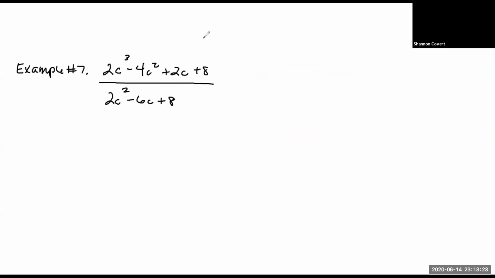Example number 7, we have 2c cubed minus 4c squared plus 2c plus 8 over 2c squared minus 6c plus 8. I've got cubed, squared, 1, 0. I don't have to worry about putting in a placeholder. So I have 2c squared minus 6c plus 8 going into 2c to the third minus 4c squared plus 2c plus 8. 2c squared times what gets me 2c to the third? And the answer to that is c.